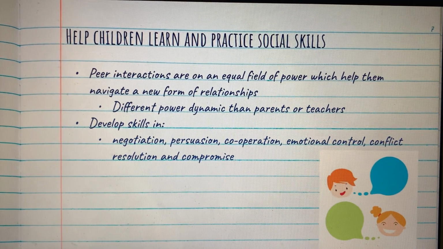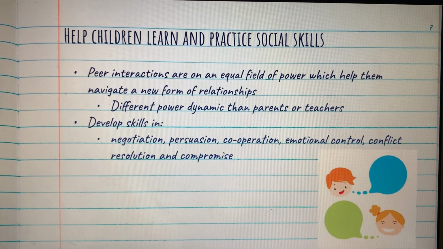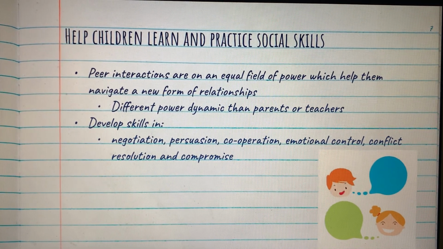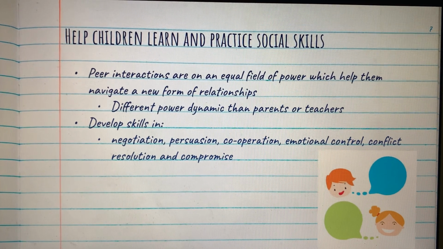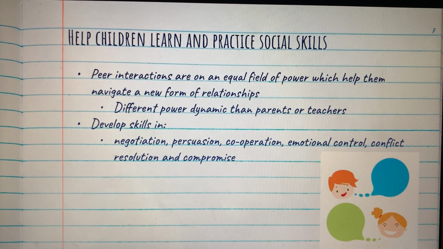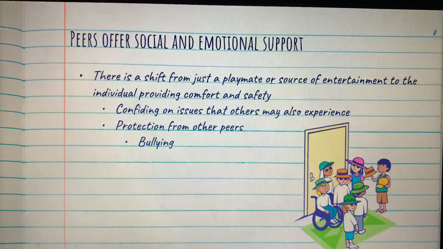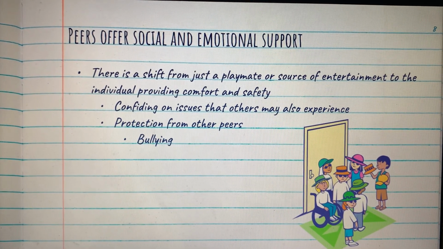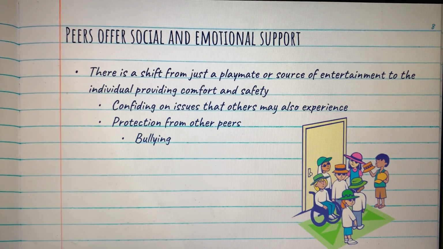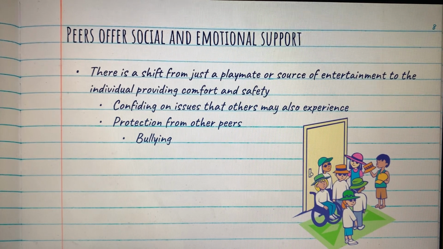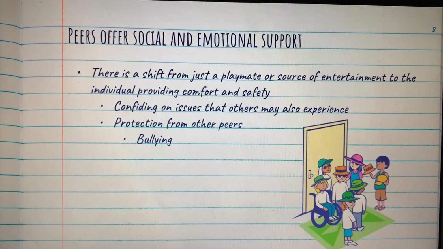By allowing for this equality within the power dynamic of the relationships, it allows them to develop skills in negotiation, persuasion, cooperation, emotional control, conflict resolution, and compromise. Peers also offer social and emotional support. There's a shift from just seeing them as a playmate or a source of entertainment to seeing the individual as providing comfort and safety. They shift towards seeing them more as a safe place.